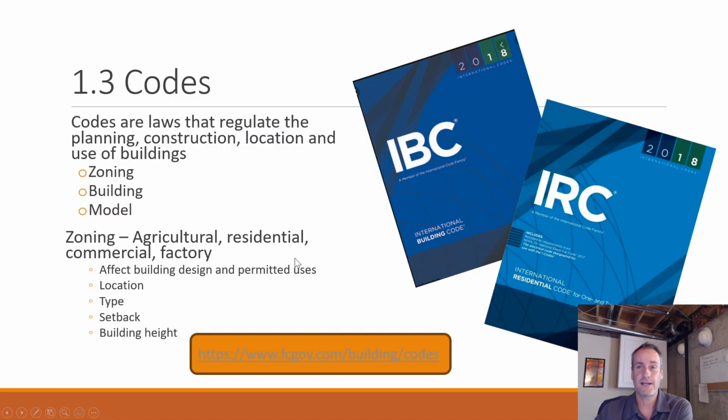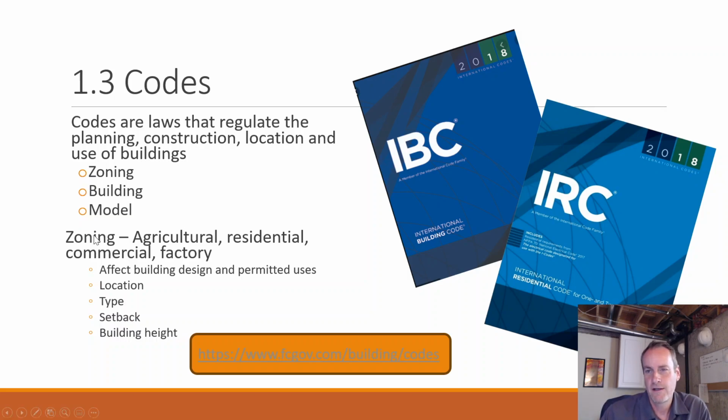We also have, outside of standards, codes. So standards are more like what's our minimum requirement as far as materials and products and things. And codes are more like the laws that govern how we're going to build our buildings, where we're going to build them, and what they're going to look like, right? So you can have either zoning, building, or model codes.